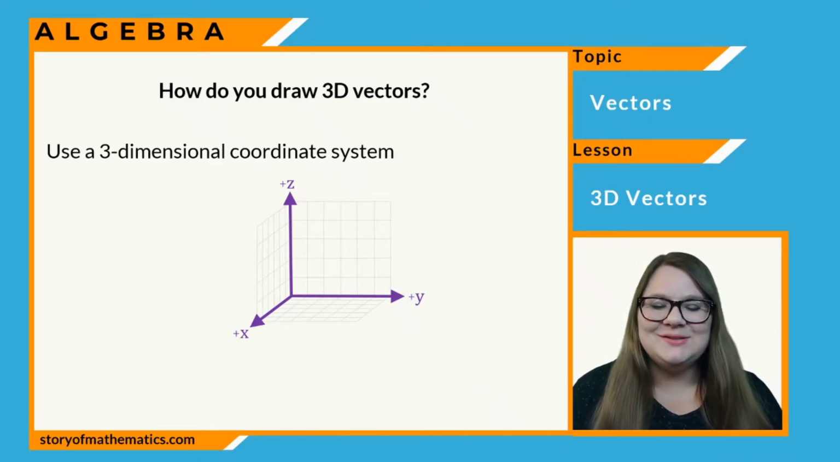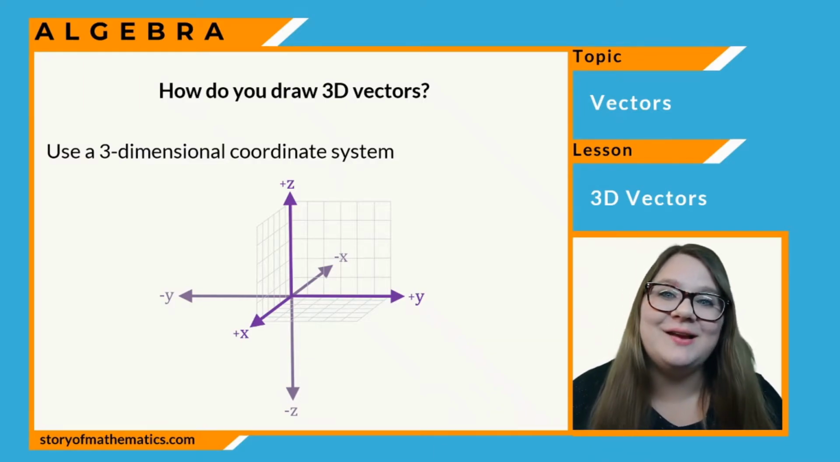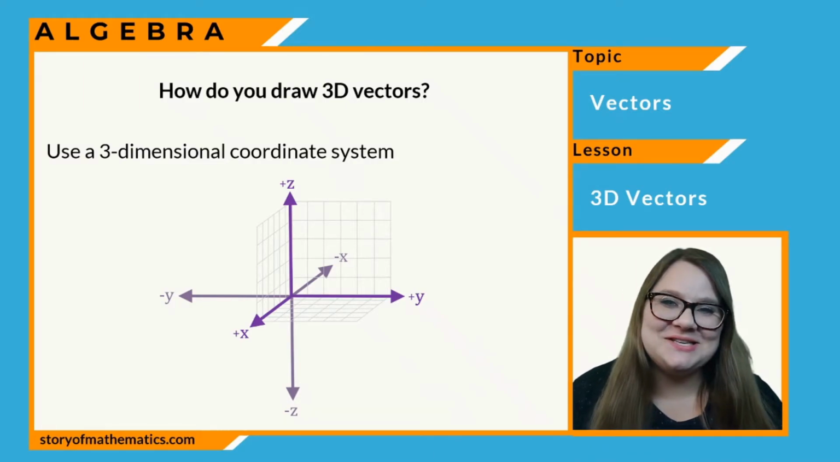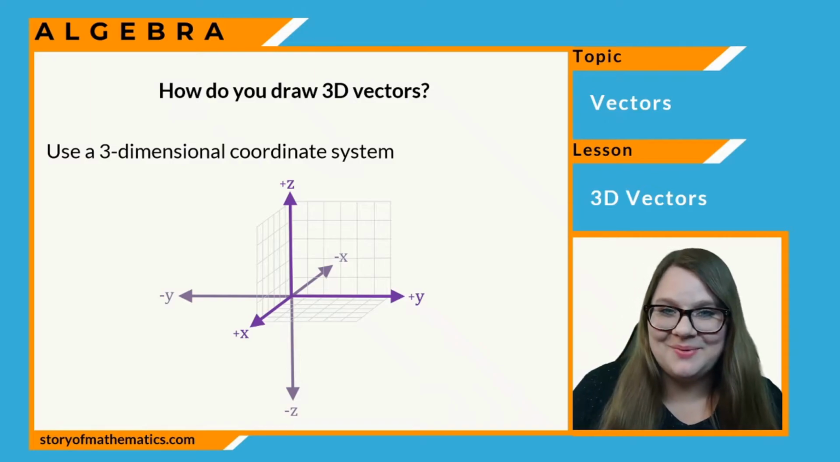Now, we could also include the negative axes, and it would look like this, where negative x goes into the page, negative y goes to the left, and negative z goes down. Once we recognize these are the directions we're graphing in, we can do an example problem.